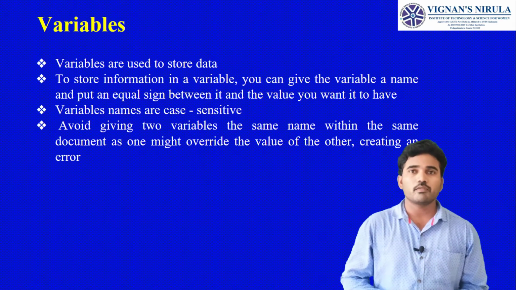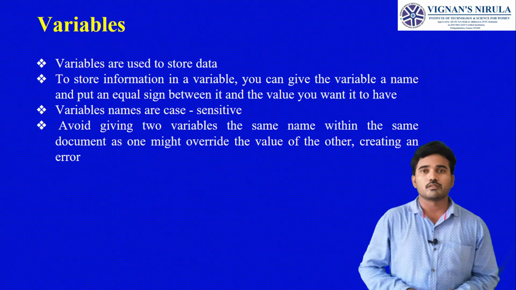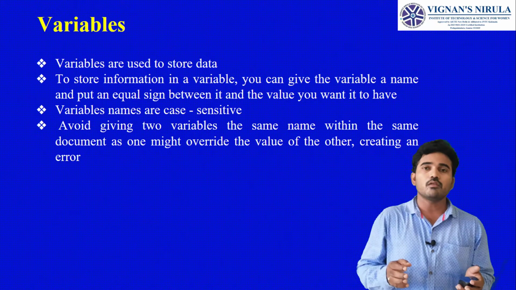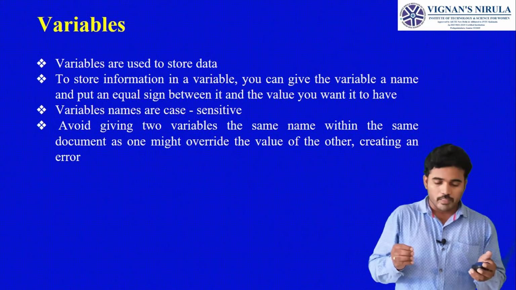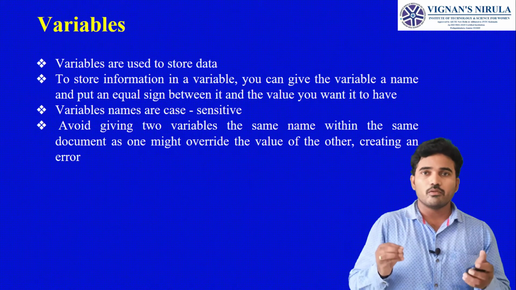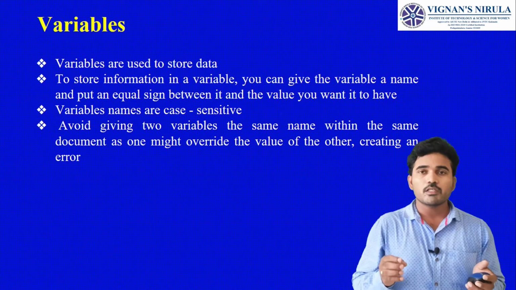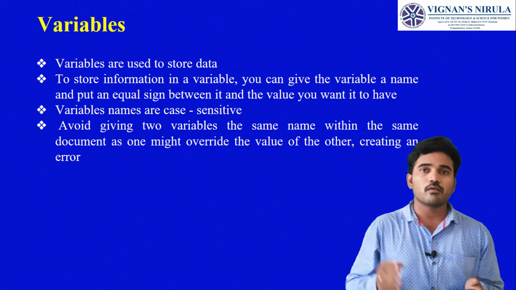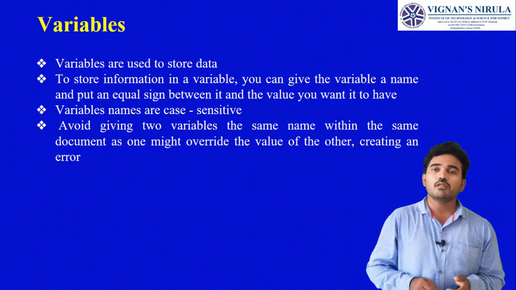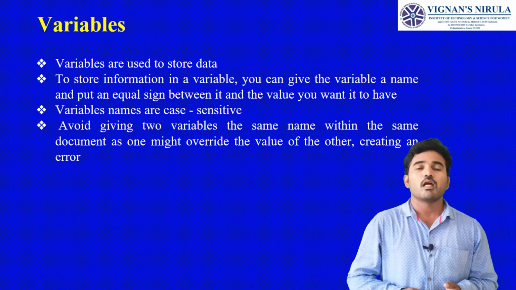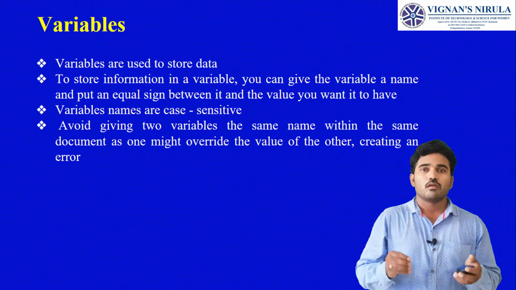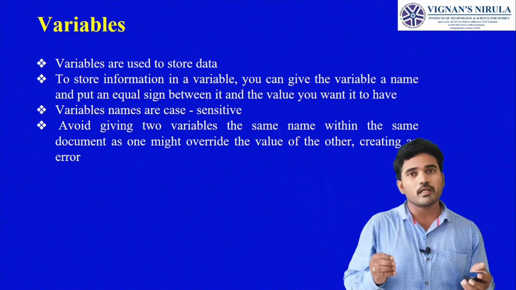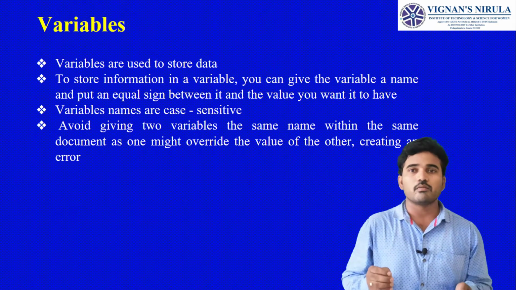As you know, variables are used to store values, data, or information. You give the variable a name, and after giving the name you must use an equal to sign, and after that assign some value on the right hand side of the equal sign. These variables are case sensitive, and avoid giving two variables the same name in the same document, as one variable might override the value of another variable.